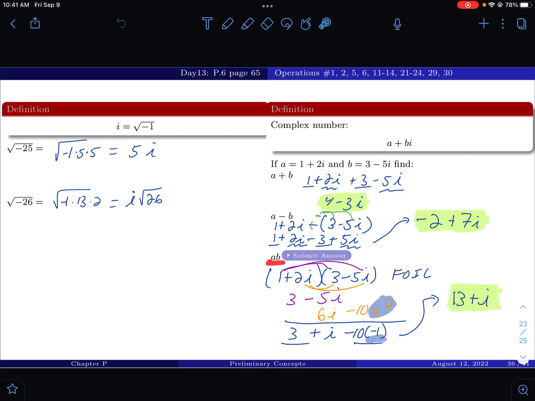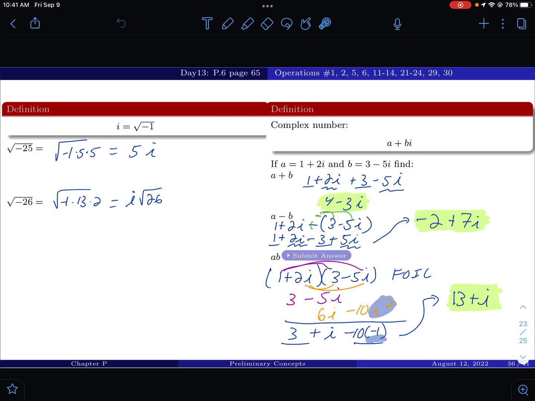Finally, multiplication. We know how to FOIL out binomials. So complex number has two terms, complex number has two terms. We need to FOIL those four terms. 1 times 3 and 1 times -5i produces these two. 2i times 3 and 2i times the -5i produces these two.